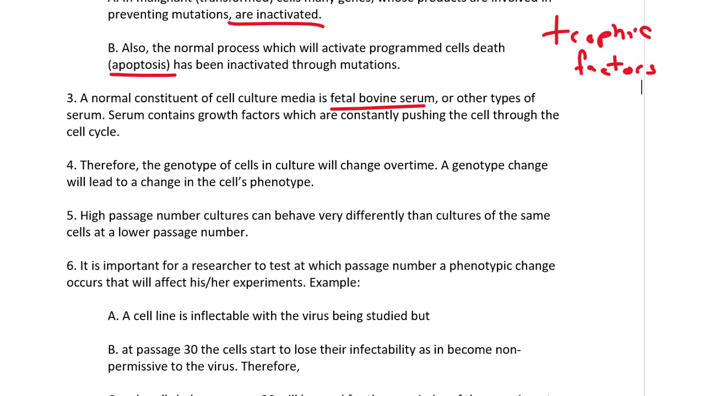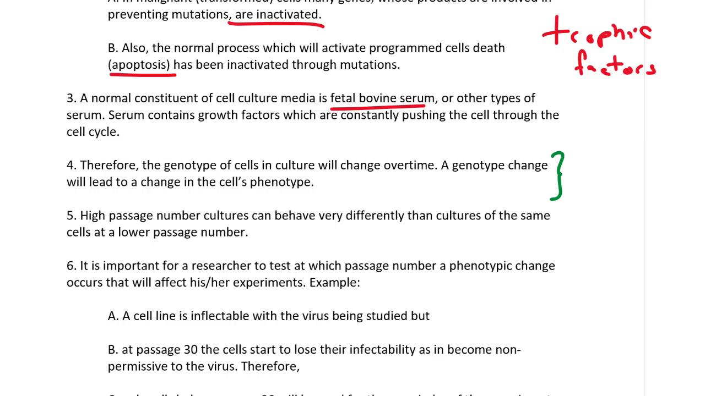Therefore, the genotype of cells in culture will change over time. A genotype change will lead to a change in the cell's phenotype. So when there is genetic instability, meaning that the checkpoints are gone, nobody's monitoring the genome anymore, and there's something going on in the cell that creates even more mutations, the rate of mutation has increased.